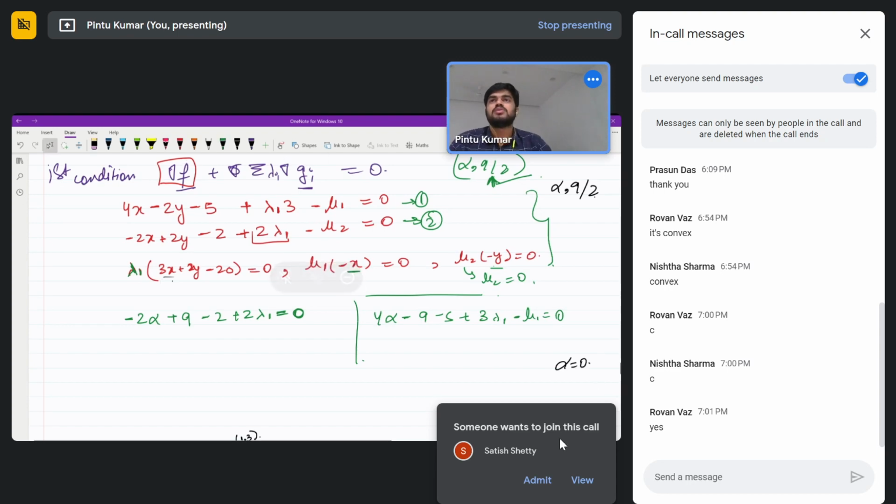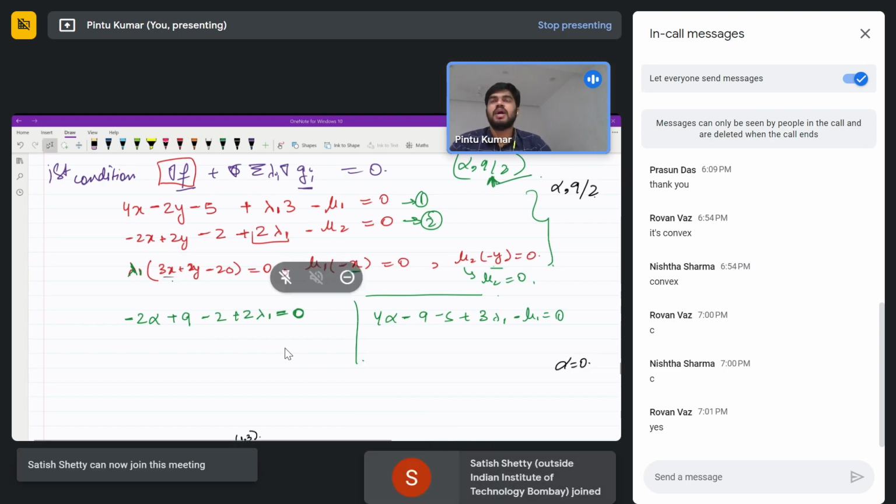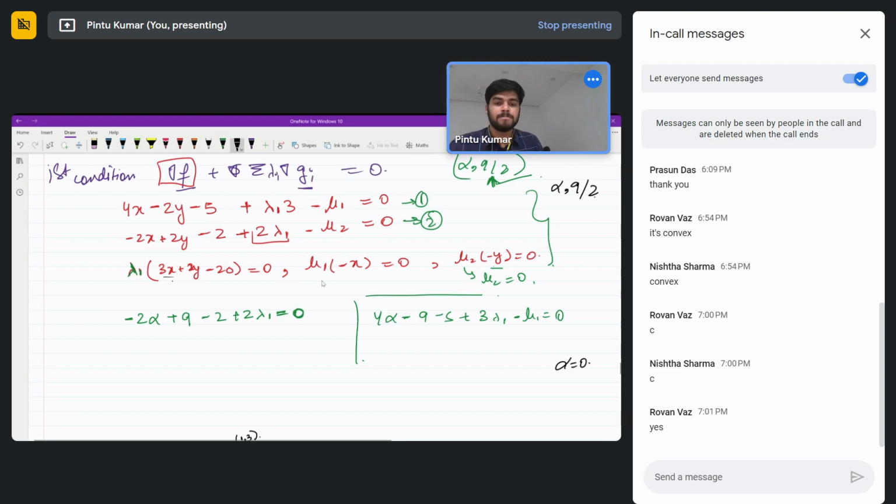Okay. So now, as my alpha is also non-zero, I can say that my x is also non-zero, and hence my mu1 is also 0. So we can just eliminate this mu1 from here and take this to be 0. So now we have two variables and two equations to solve.